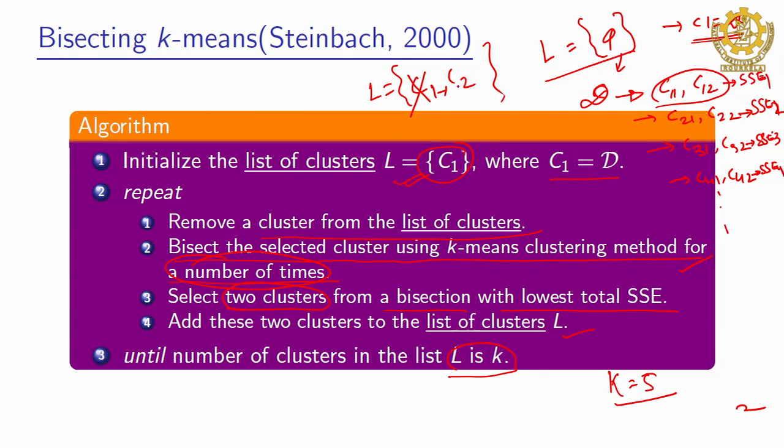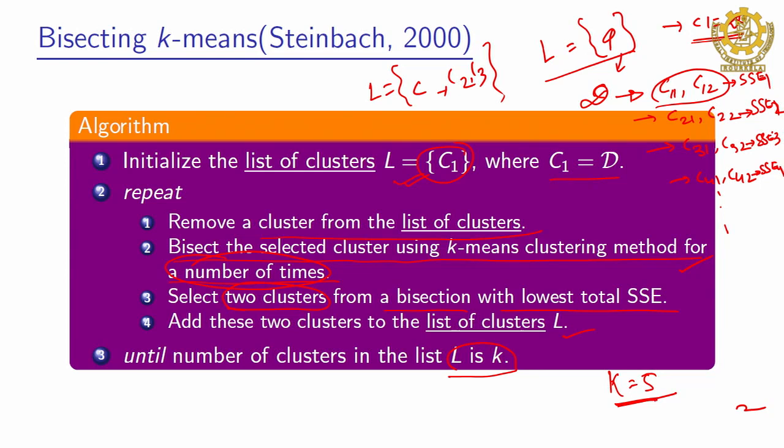So, the number of clusters will be 1 more. So, it will be 3. So, in every iteration you will add 1 cluster at a time. So, then your list is C1, C2 and then C3, but it is 5, you need 5.